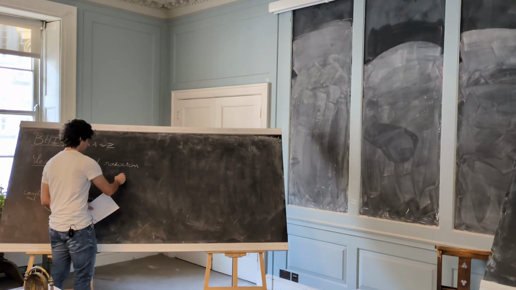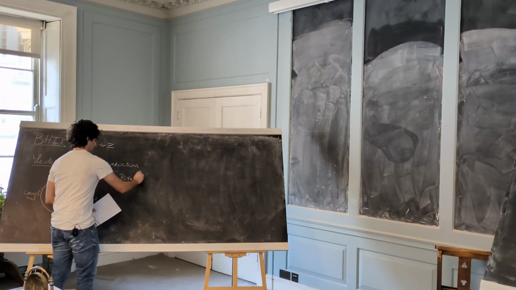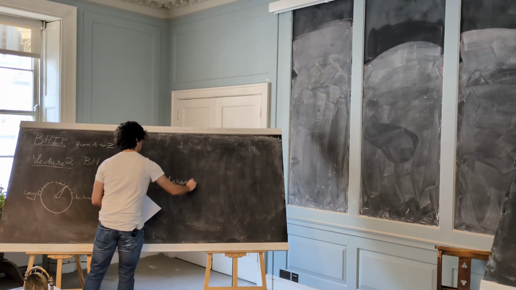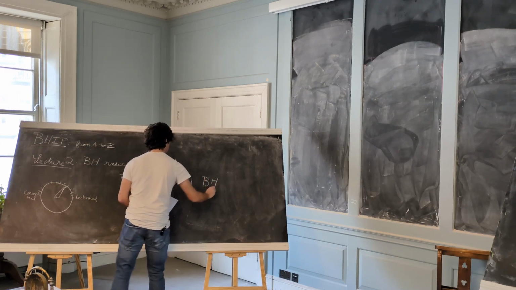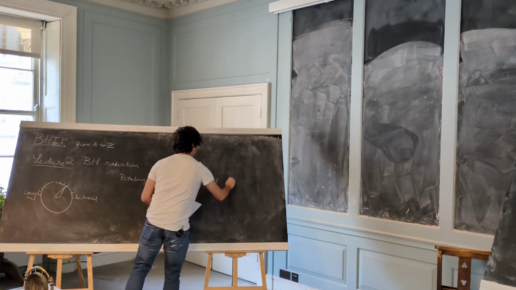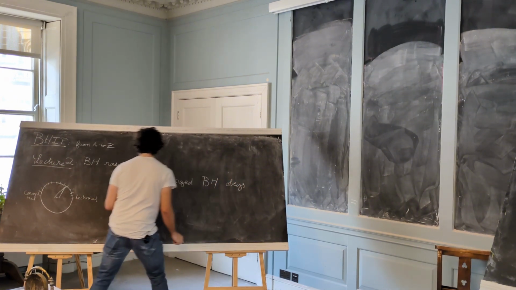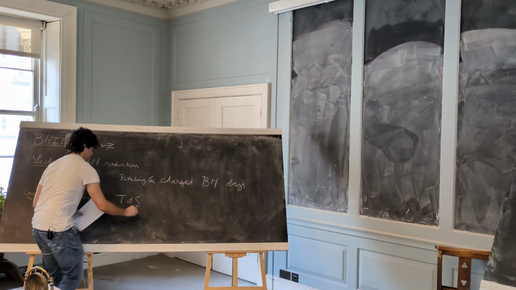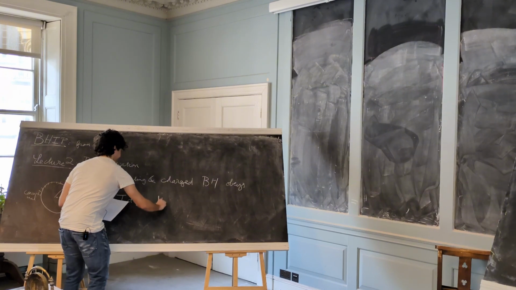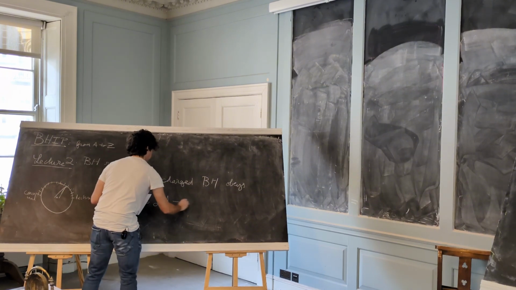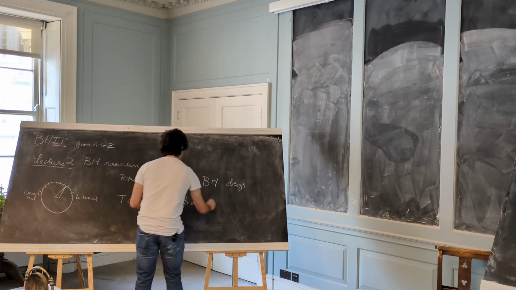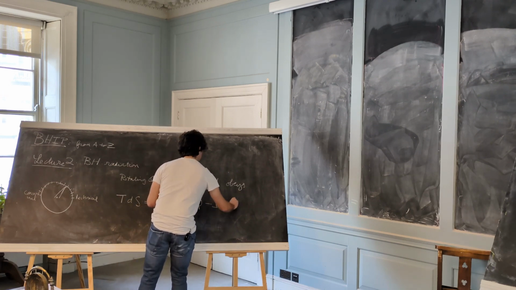First is that a rotating and charged black hole obeys the first law. And the first law looks like this. So I'll write T dS equals dM minus phi dQ minus omega dJ.